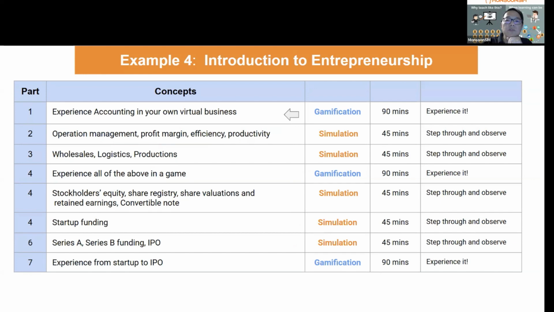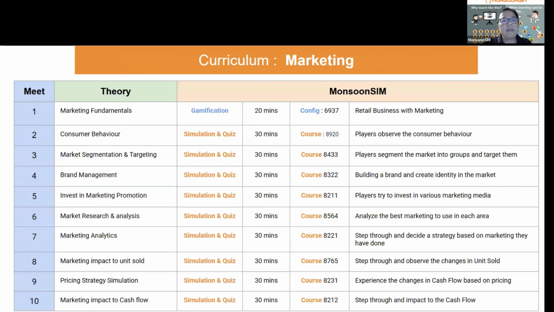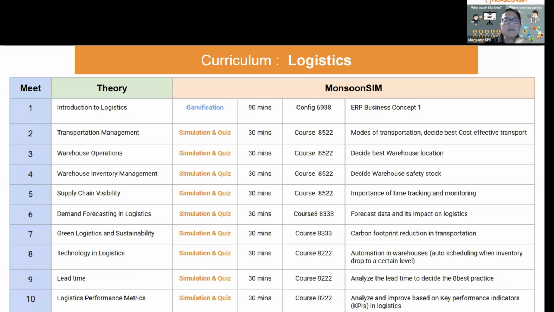And then let's go on to a couple more examples. Marketing. Okay, the 4 P's of marketing, very exciting. So here you can teach marketing fundamentals, consumer behavior. It's all covered in MonsoonSIM. You can have market segment targeting, brand management, investing in marketing promotion, market research, market analysis, marketing impact on units sold, pricing strategy, and so on. Okay, so this is just a few examples of how you can integrate into your curriculum. All right, so one more is logistics, same thing. Okay, you can do it.